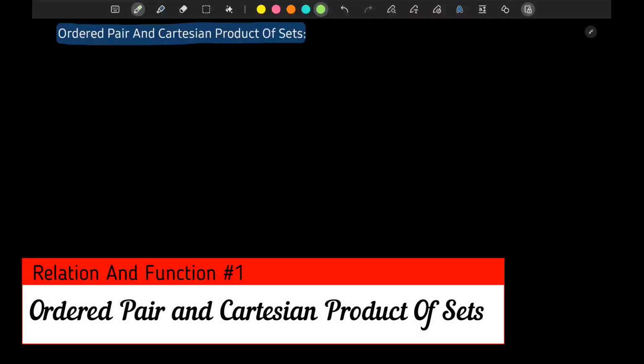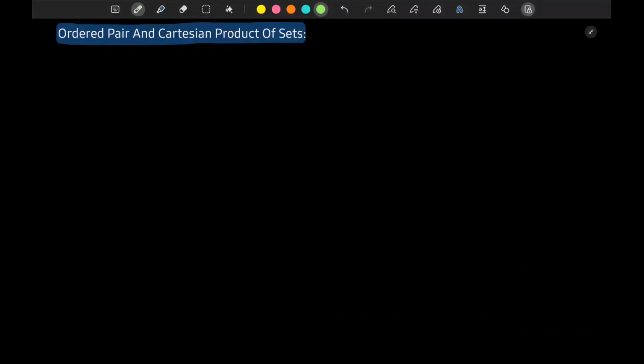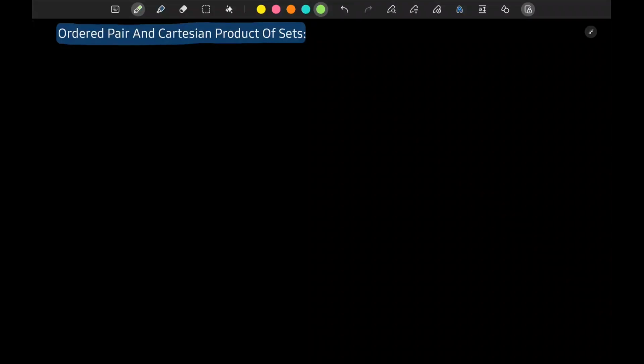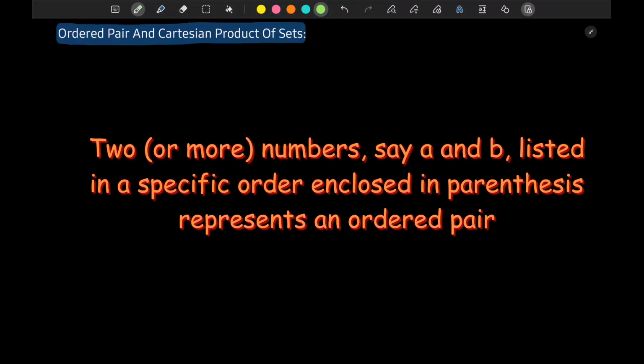In today's video, we are going to discuss the Cartesian product of sets and ordered pairs. But before knowing what the Cartesian product of sets means, we first have to know what an ordered pair is. An ordered pair consists of two or more elements written in a specific order enclosed within brackets.